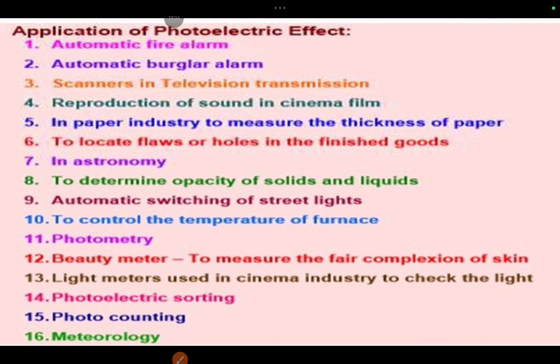Applications of the photoelectric effect briefly: automatic fire alarm, automatic burglar alarm, scanners in television transmission, reproduction of sound in cinema film, in the paper industry to measure the thickness of paper, to locate flaws or holes in finished goods, in astronomy, to determine the opacity of solids and liquids, automatic switching of street lights, to control the temperature of furnaces, photometry, beauty meters to measure the complexity of skin, light meters in the cinema industry to check the light, for electric sorting, photo counting, and in metrology. Like that, we have various applications of the photoelectric effect.